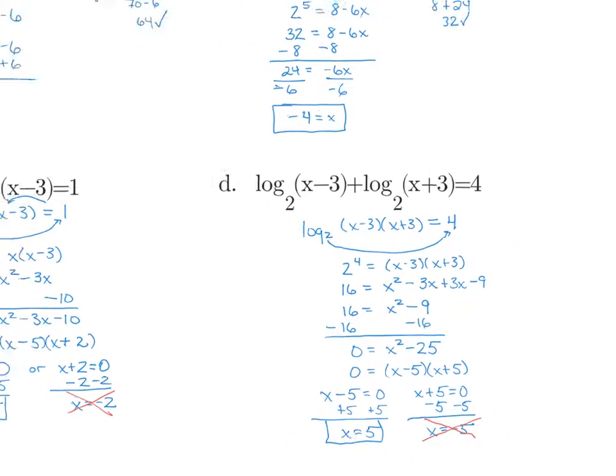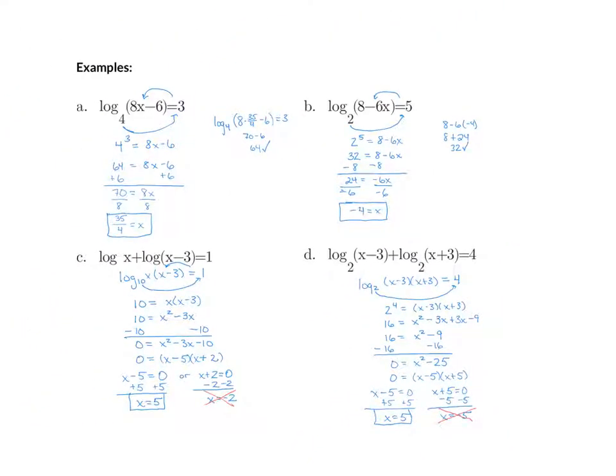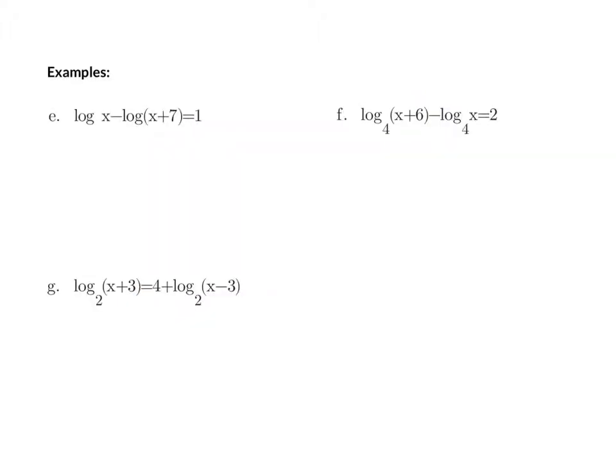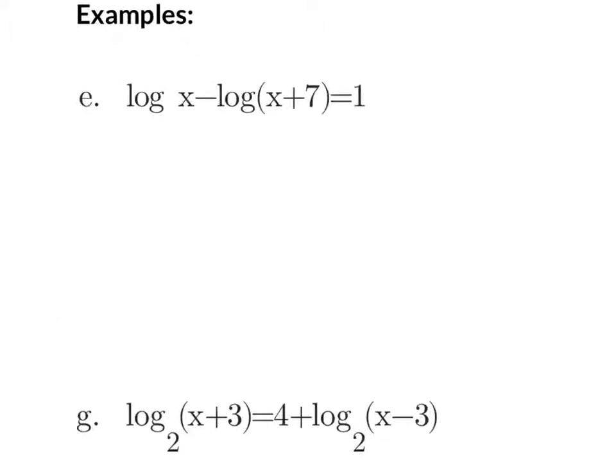So there are some examples of basic ones as well as ones involving addition. A couple more examples that we want to look at involve logarithms and subtraction. So let's go ahead and dive into these and see what we can do with them. If we look at example E, we have log of x minus log of x plus 7 equals 1. Again, the first thing that I want to do is combine it into a single logarithm, and remember that subtraction turns into division.